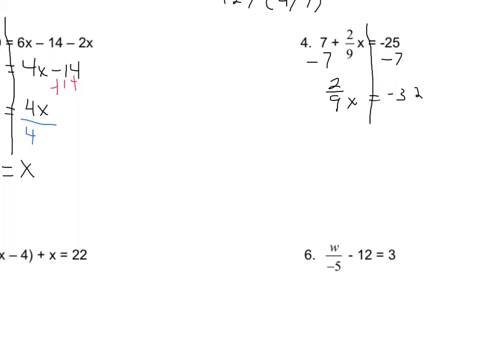All right. Now we are going to divide by 2/9 on both sides. Okay, so 2/9 divided by 2/9 is 1. So I'm left with 1x equals, and then when I divide this in the calculator, remember that you need to put the 2/9 in parentheses. When I divide that out, I'm going to get negative 144.